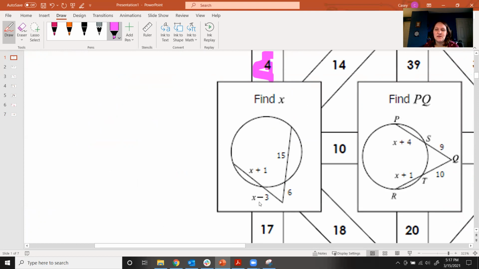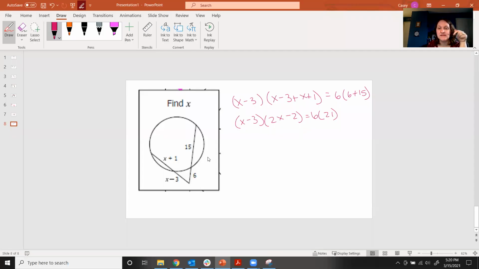Let's solve for x here. I'd like you to set this problem up. We will solve it together, but on your piece of paper or whiteboard, wherever you're working, see how you would set up this problem. So go ahead and set it up. Okay, so this one, when you set this up, the piece on the outside over here is x minus 3. The length of the whole thing is going to be these two pieces added together. So that'll be x minus 3 plus x plus 1. The piece on the outside here is 6, so the length of the whole thing will be 6 plus 15, or 21.